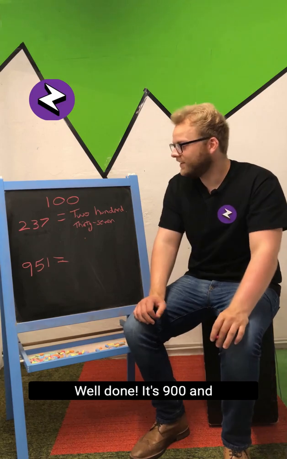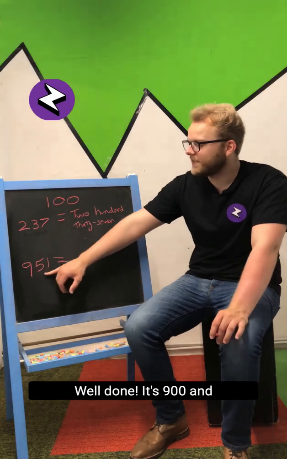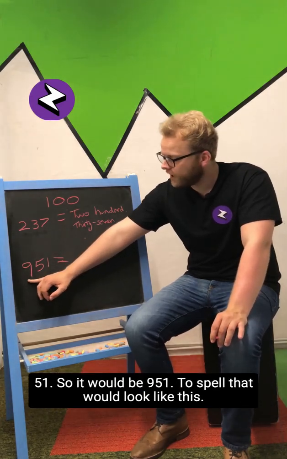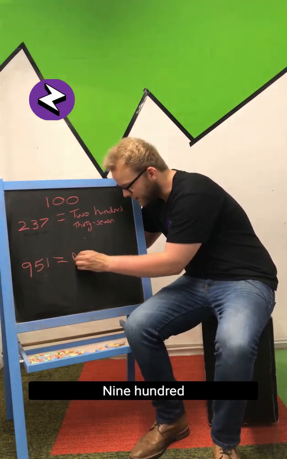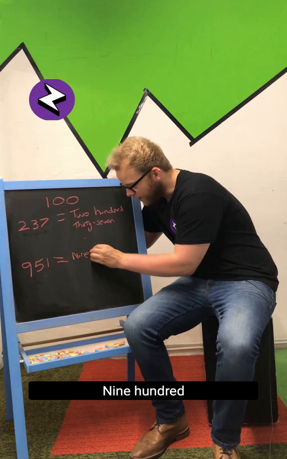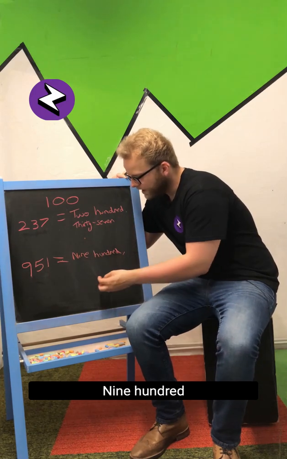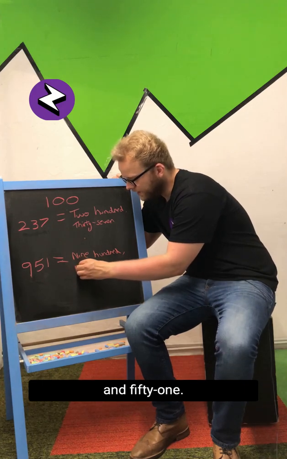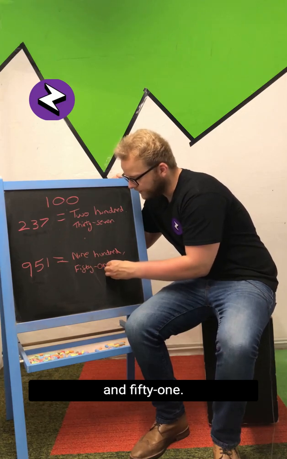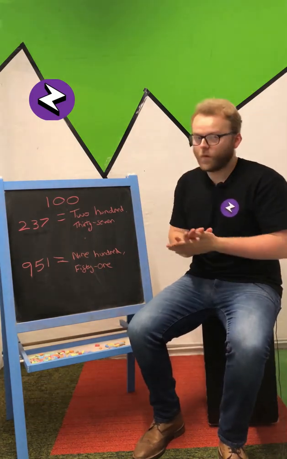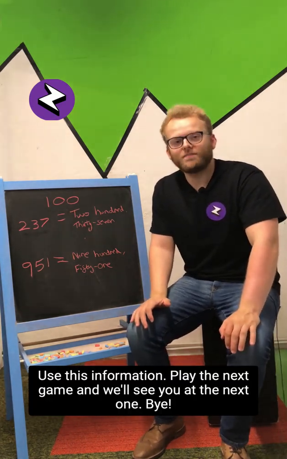Well done, okay? Because remember, this is hundreds, so it's 900. And this one is tens, 50, and this is ones. So it'll be 951. And how you spell that is like this. 9, then 100, same thing above, okay, and then 50 is like that, 50, and then 1. That's 951.